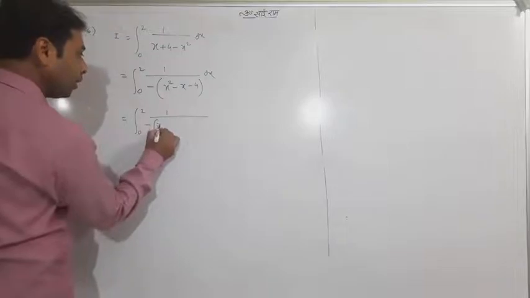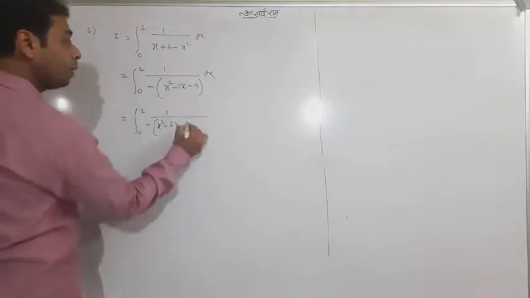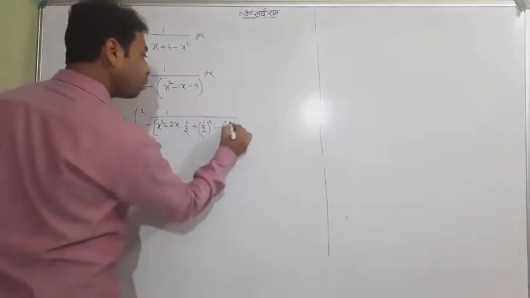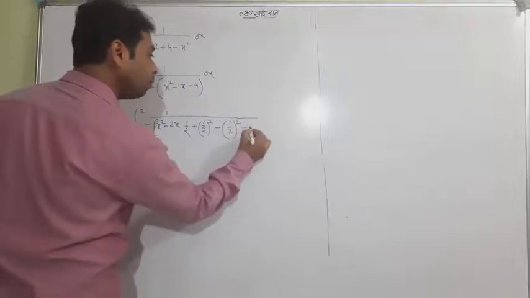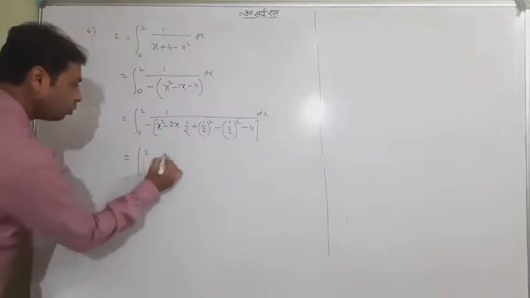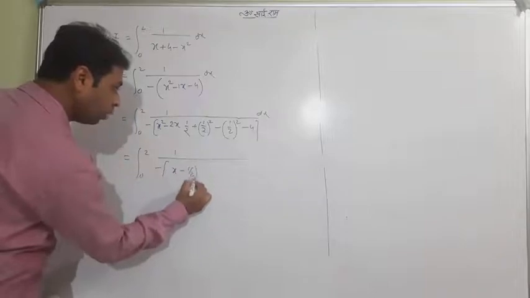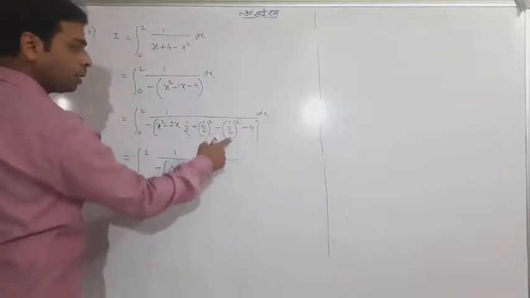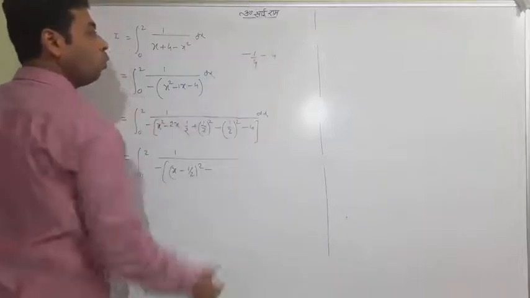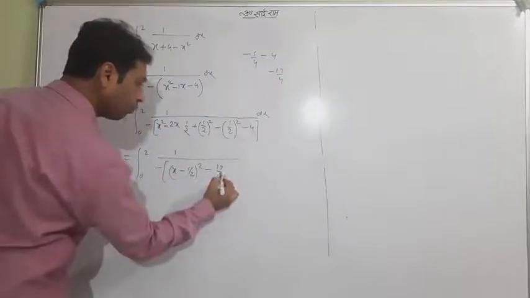I'll go with the complete square concept, a square plus minus 2ab, b is half of 1. 1 by 2, 1 by 2 square I'll add, 1 by 2 square I'll subtract, and then minus 4. Especially I'll write it there. After it, 0 to 2, 1 upon, the first three terms are going to be a minus b whole square, and this is minus 1 by 4 and this is 4, whole will be 16 plus 1, 17 by 4. This is 17 by 4.